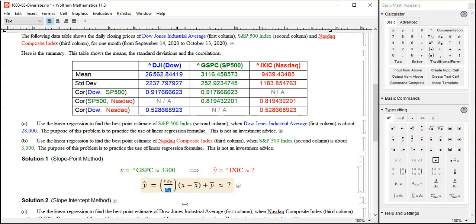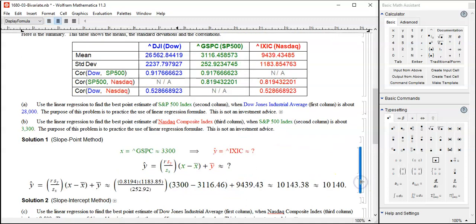Well, SX, that's coming from the known variable, so it's coming from S&P 500. And unknown is Y, and that's Nasdaq. X is known, X bar is known there, and Y is unknown, so that's the Nasdaq part. So put all those numbers in and run your calculation.